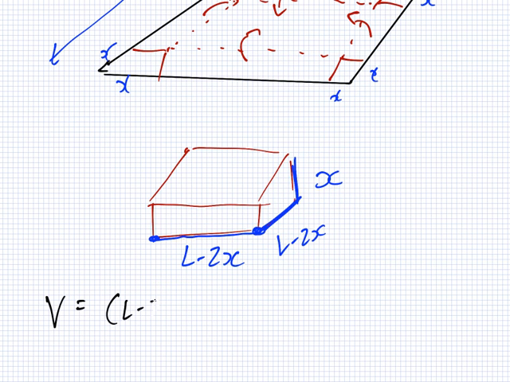So, what's the volume now? Well, it'd be L minus 2x times L minus 2x times x. So it's not too bad.